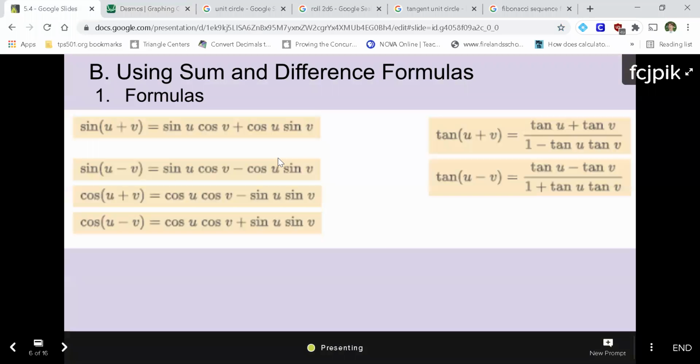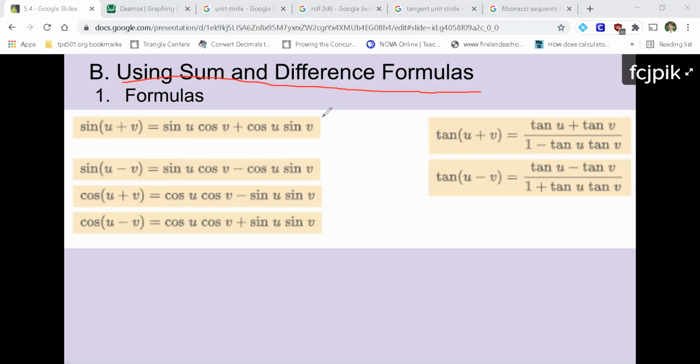Okay, all right. Here's the new thing for today. This is 5.4, using sum and difference formulas. You'll need to copy all of these into your notes.